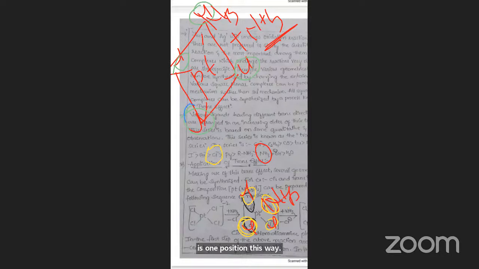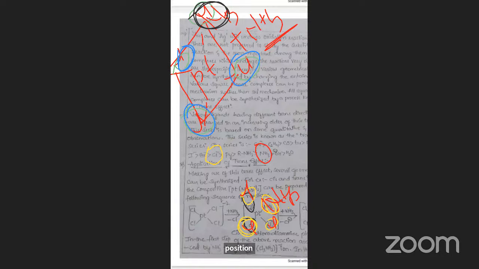So this is one position, this is one position. Here already ammonia is there. This is the ammonia. Second ammonia is coming. So these 3 positions, first find out the labile position. Labile is nothing but unstable position.